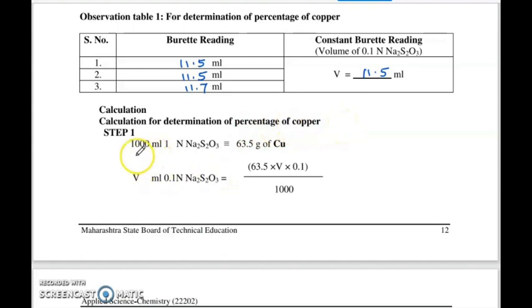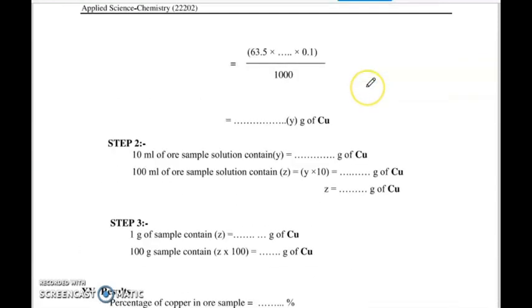Okay, so step 1: 1000 ml of 1 normal sodium thiosulfate is equal to 63.5 gram of copper. From where does this 63.5 gram come? From the periodic table, the atomic weight of copper is 63.5. Okay, now let us proceed further. So V ml of 0.1 normal sodium thiosulfate is equal to 63.5 into V into 0.1 normal divided by 1000. Put the value of V obtained in observation table number 1. So here, 63.5 into 11.5 into 0.1 divided by 1000.